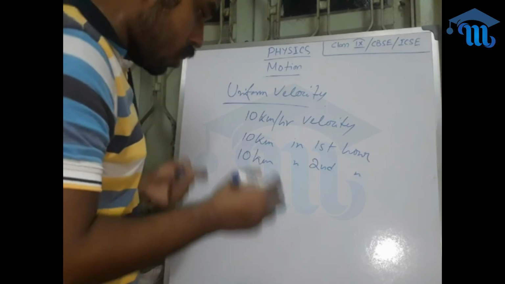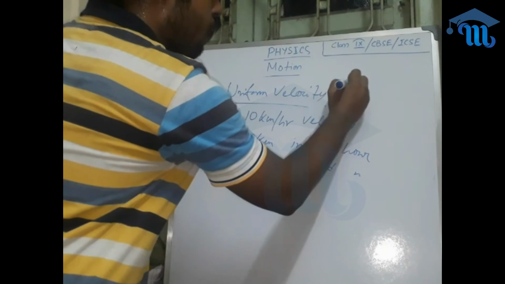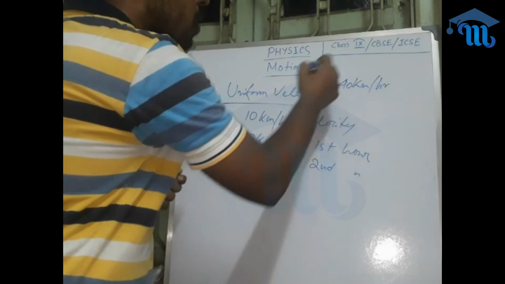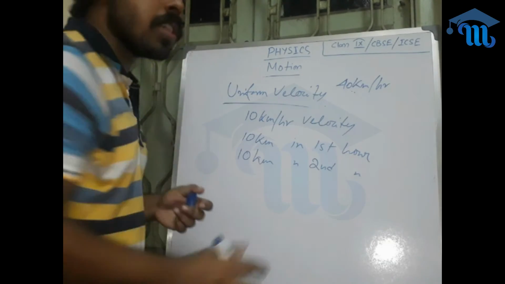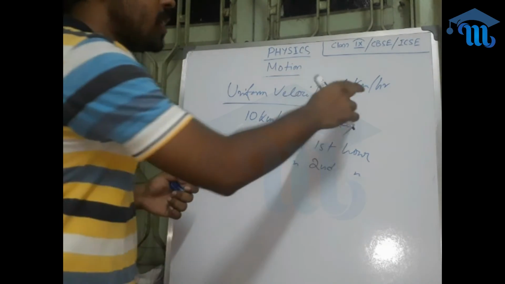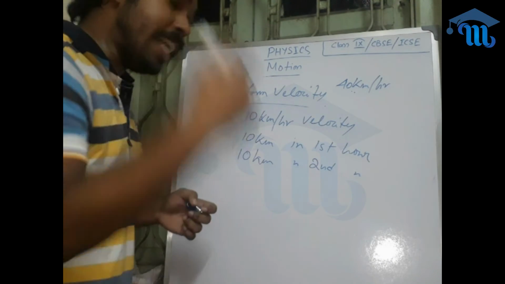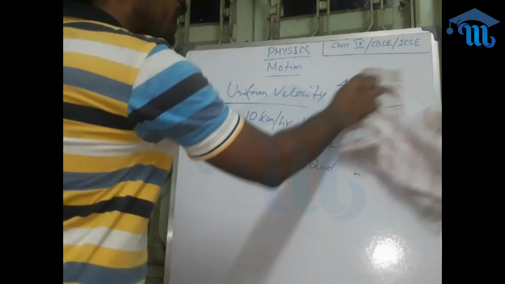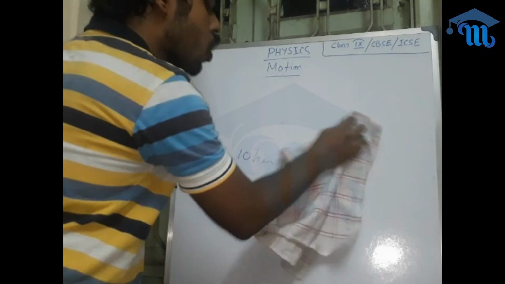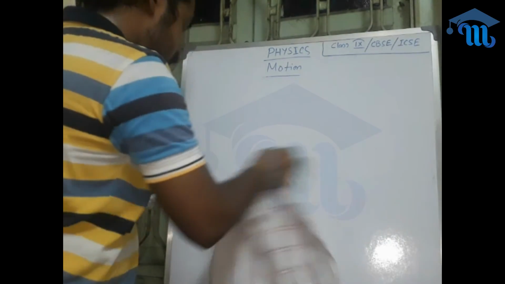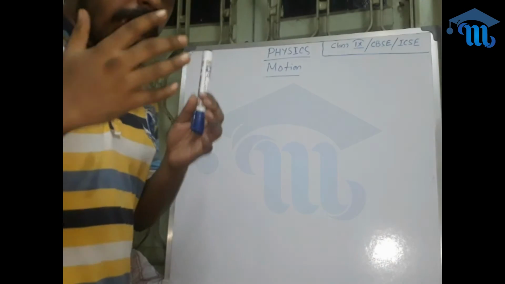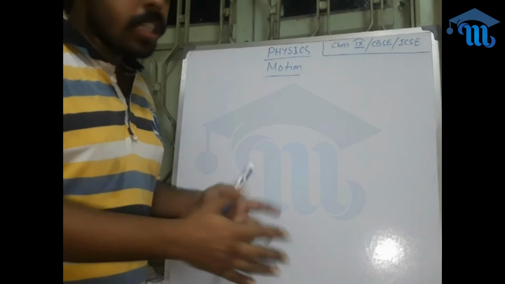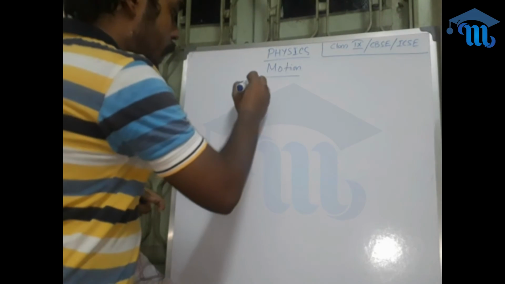So if someone asks you that a body is traveling with 40 km per hour uniform velocity, that means it is consistently traveling 40 kilometers in each and every hour. That is called uniform velocity. Now another thing is its complete opposite, that is non-uniform velocity. Non-uniform velocity is completely different, that is in each time interval it will travel a different distance. This will give you non-uniform velocity.